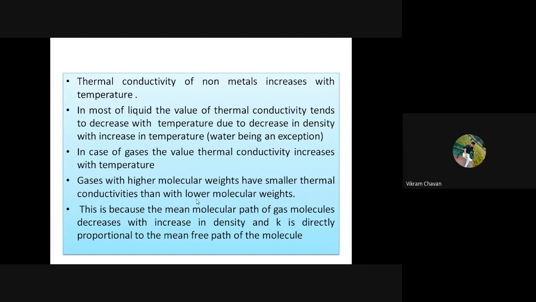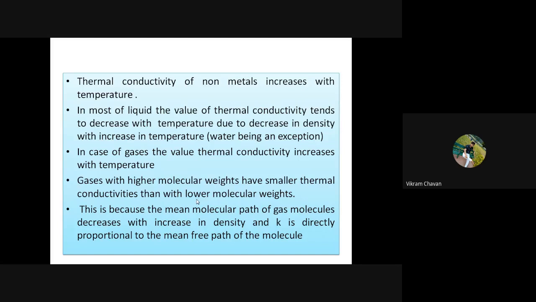So in most liquids, the value of thermal conductivity tends to decrease with temperature due to decrease in density with increase in temperature. In liquid, what will happen? As the liquid temperature goes on increasing, its density decreases. Density decreases means what? The intermolecular force becomes lesser and lesser, so molecules go away from each other. That is nothing but density decrease.